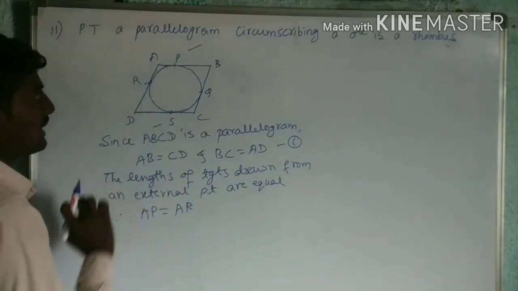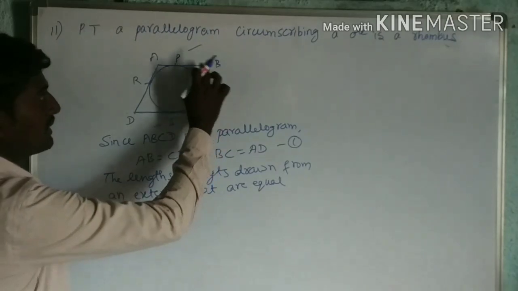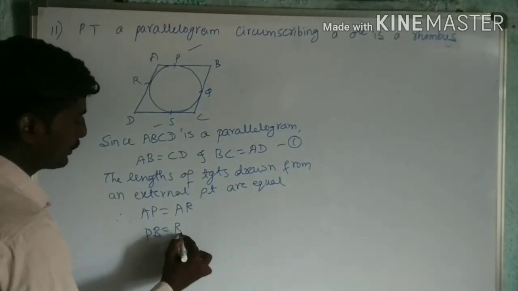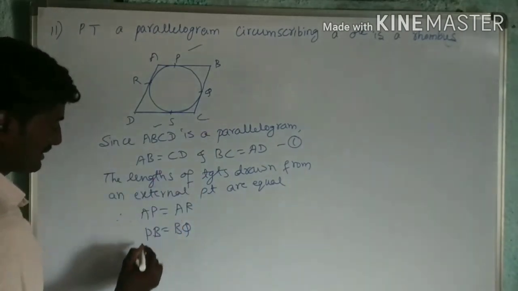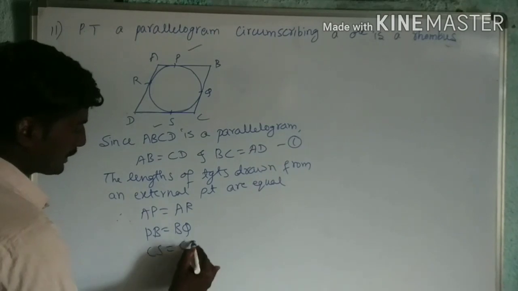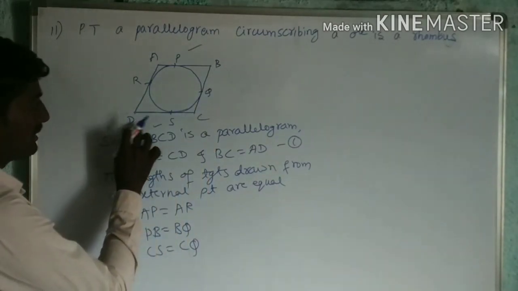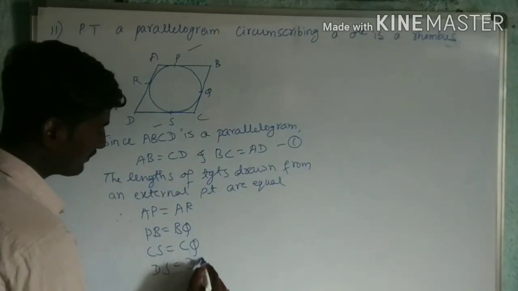AP is equal to AR for the point A, then I'll come to point B. PB is equal to what? BQ. Then I'll come to point C. CS is equal to CQ. Then for D, DS is equal to DR.